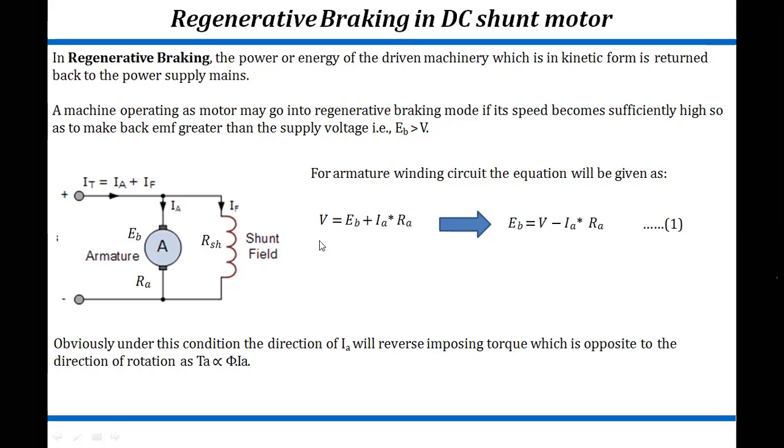We are aware of the equations for voltage. When we calculate the equations for these DC machines, we have the EMF across the armature winding and the voltage drop because of the armature resistance, which is IaRa. So we can take V equal to back EMF plus IaRa, and you get the equation Eb equal to V minus IaRa.